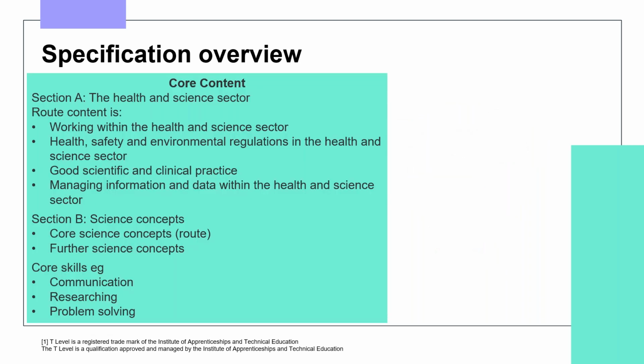The specification itself can be divided into 2 sections: the core content and the occupational specialism content. The core content, which is shown on screen, is further divided into 3 sections. Section A, working in the health and science sector. Section B, which is the scientific knowledge, concepts, and understanding of biology, chemistry, and physics. And the core skills. Now, this content will be common to all the Science T-level occupational specialisms. So no matter which occupational specialism students will be doing, they will be taught the same core content.